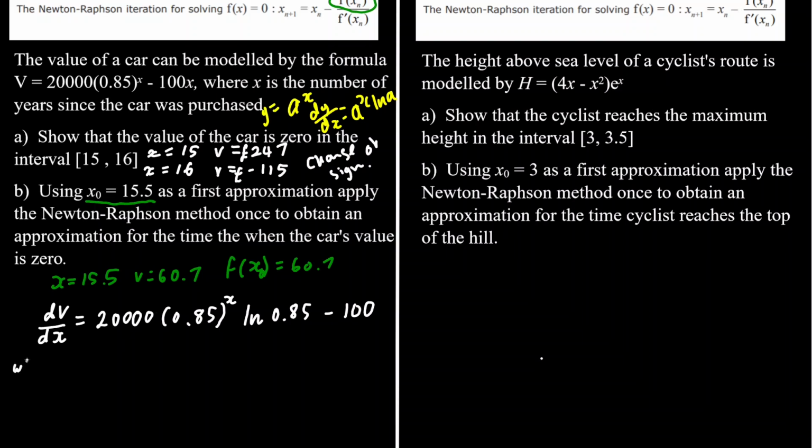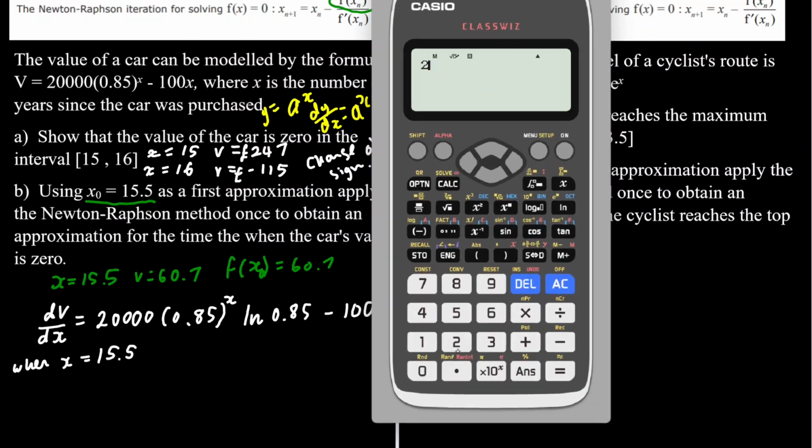And when x is 15.5, our gradient is 20,000 times 0.85 to the power of 15.5 times ln 0.85 minus 100. And that's negative 361.8.